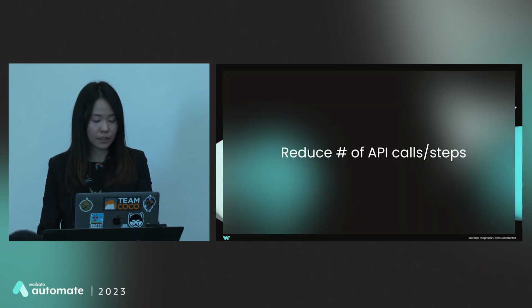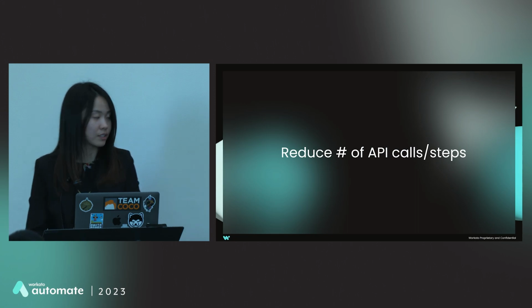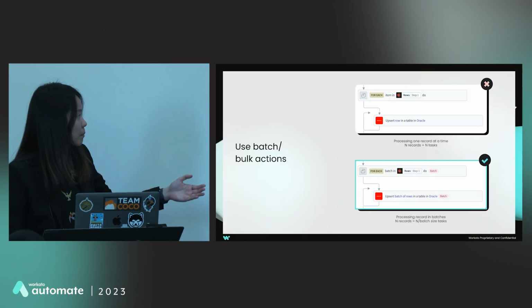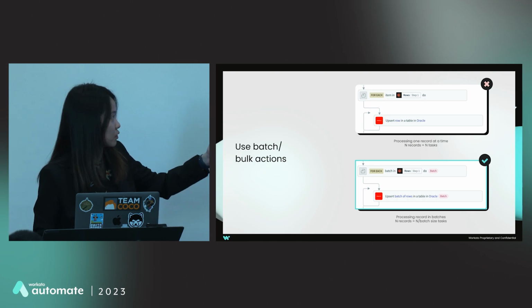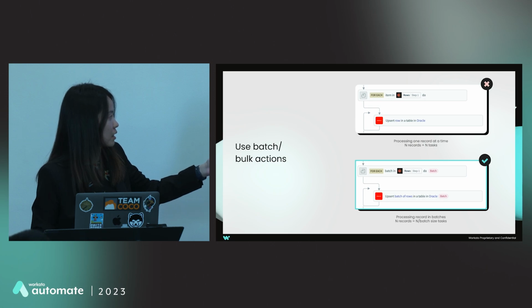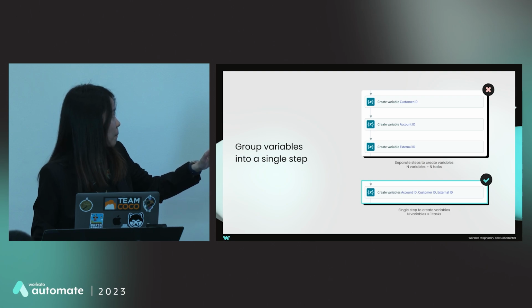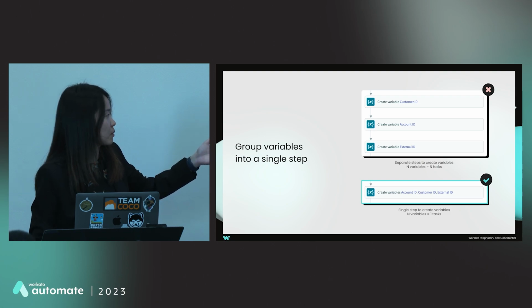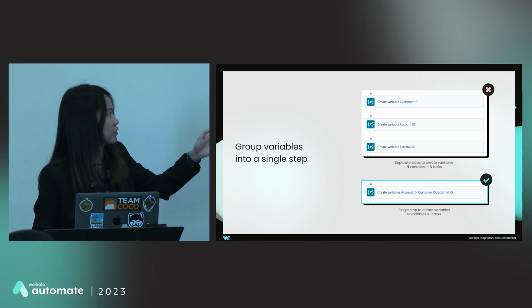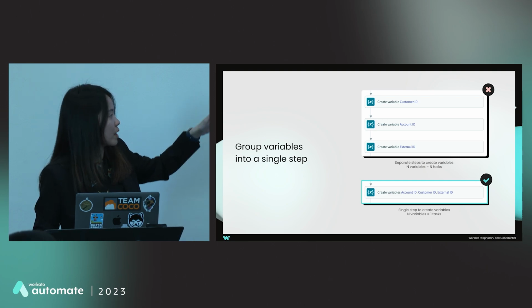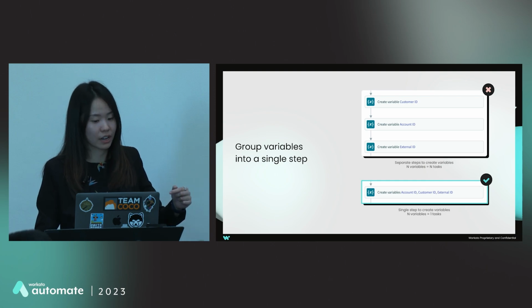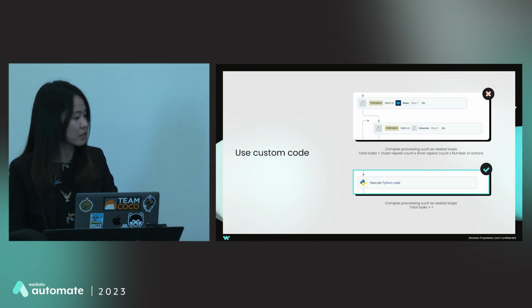And lastly, reducing the number of API calls and steps. So again, use batch and bulk actions instead of processing every row. Do it in batches and in bulk, and that will cut down a significant number of records processed. This is a capability that we added after we heard that there were a lot of actions calling variables. So instead of declaring them one at a time, declare multiple variables in a single action.